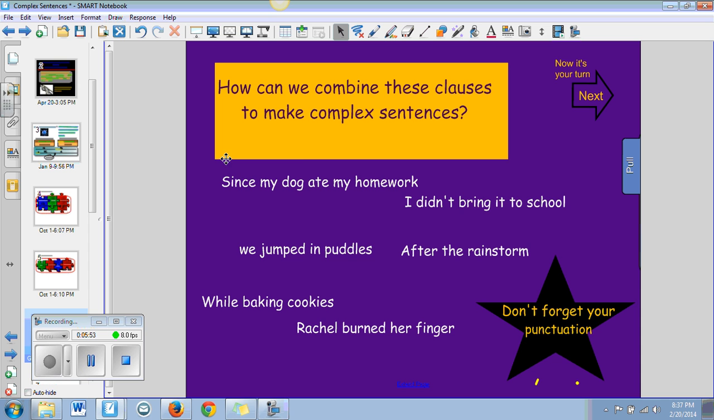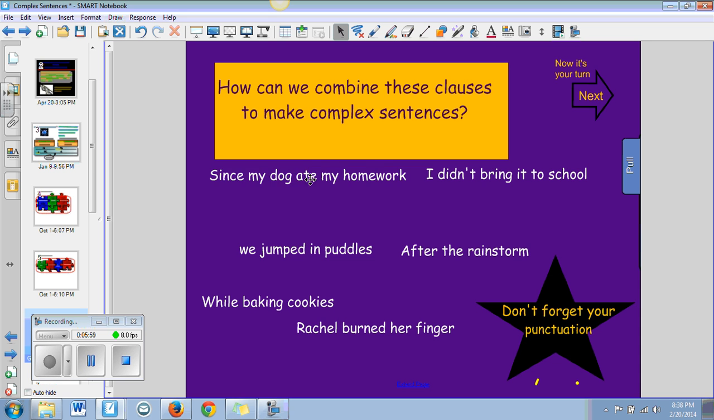All right, so we have, since my dog ate my homework, I didn't bring it to school. All right, so I can see that my subordinating conjunction is in the beginning of my sentence, that's since, so I know that I have to have that comma after the clause.